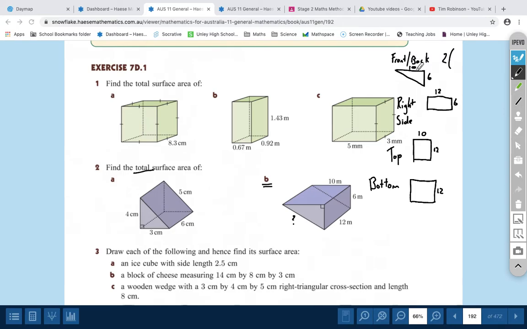Okay, half of a base of 10. Half of 10 is 5. 5 times 6 is 30. We've got 2 30s is 60 meters squared. All right, the right side rectangle. Length times width, 12 sixes is 72. The top, sorry, did I just call that a triangle? That's a rectangle. The top rectangle is length times width, 12 times 10 is 120.